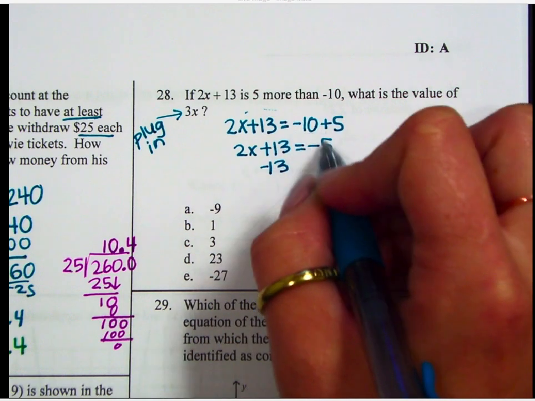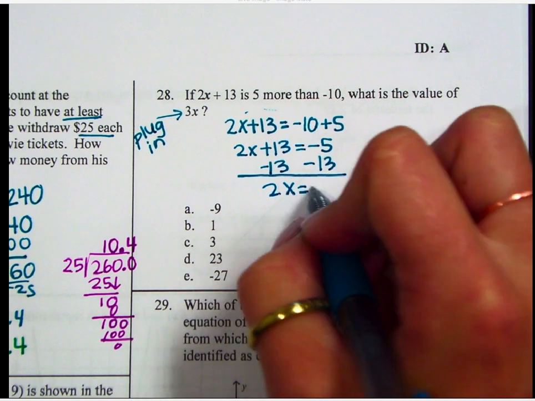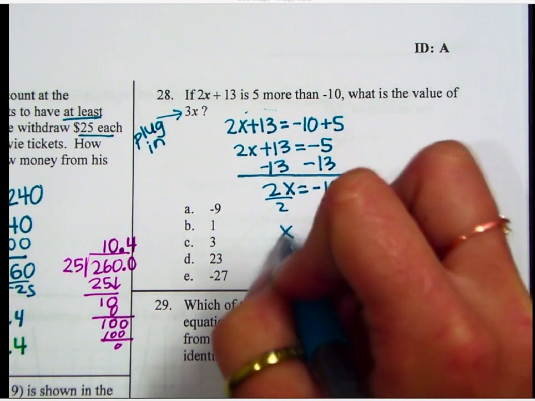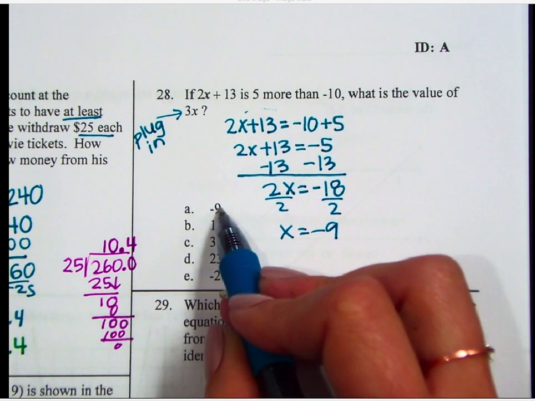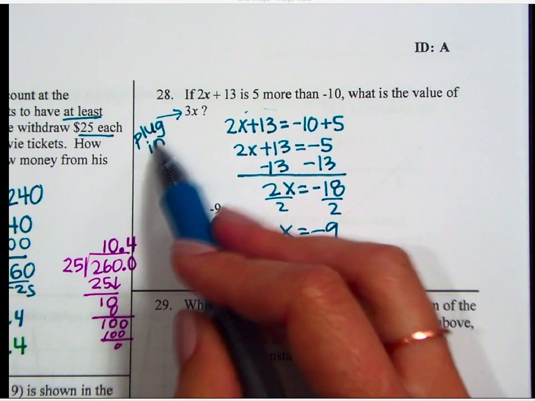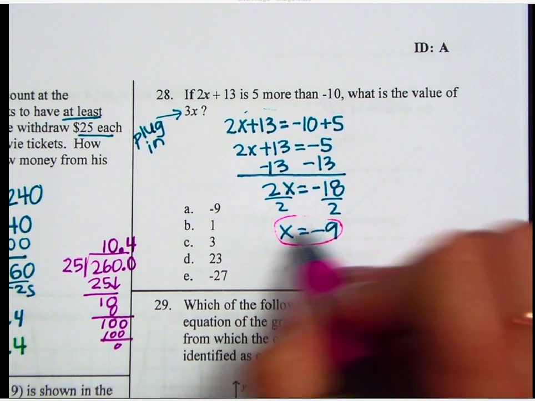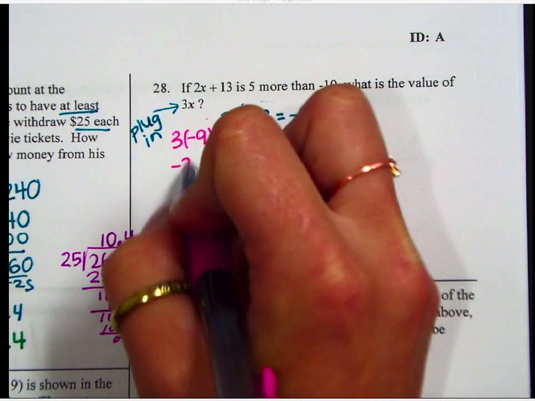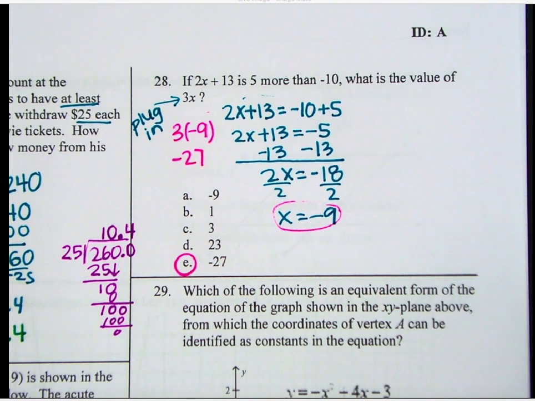Combining like terms and then moving over the constant gives us 2x equals negative 18. Dividing by 2, x is equal to negative 9. But we're not done, so don't pick A. They want to know the value of 3x. So what we'll do is take the x and plug it in up here. So 3 times negative 9 gives us negative 27 as our answer.